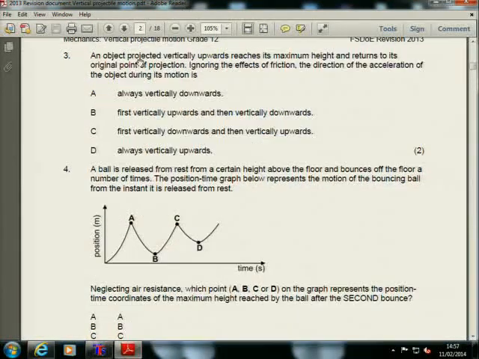An object projected vertically upwards reaches maximum height and then returns to the original point of projection. Ignoring the effects of friction, the direction of the acceleration of the object during the motion is... Right. Ladies and gentlemen, your acceleration is always going to be in one direction.